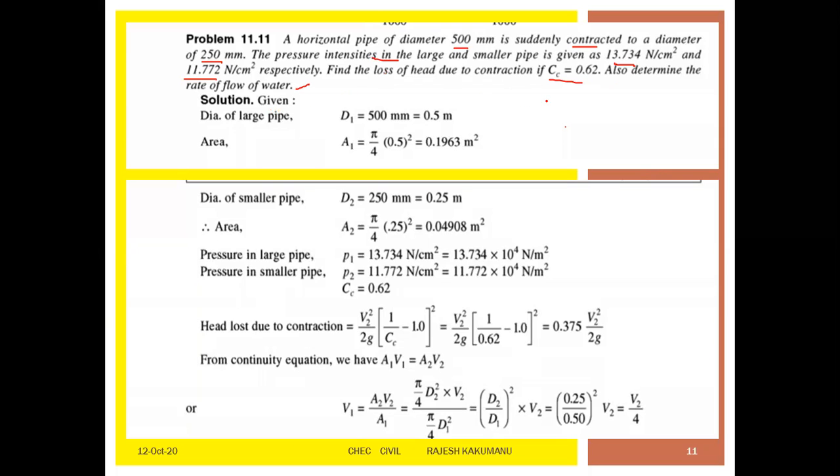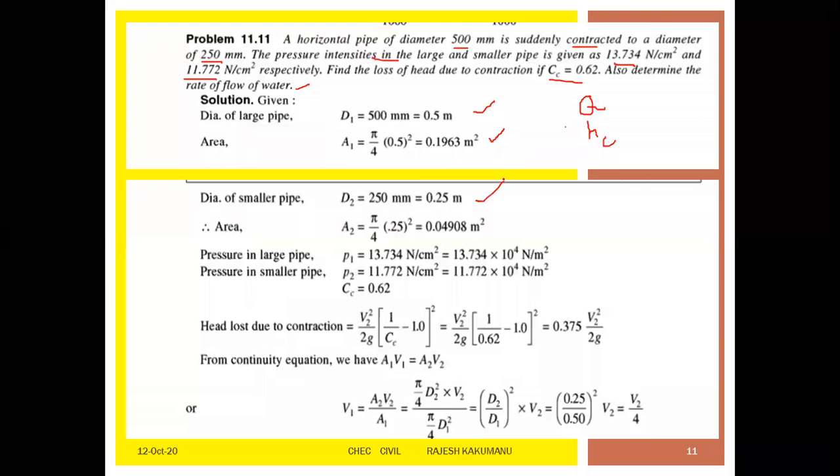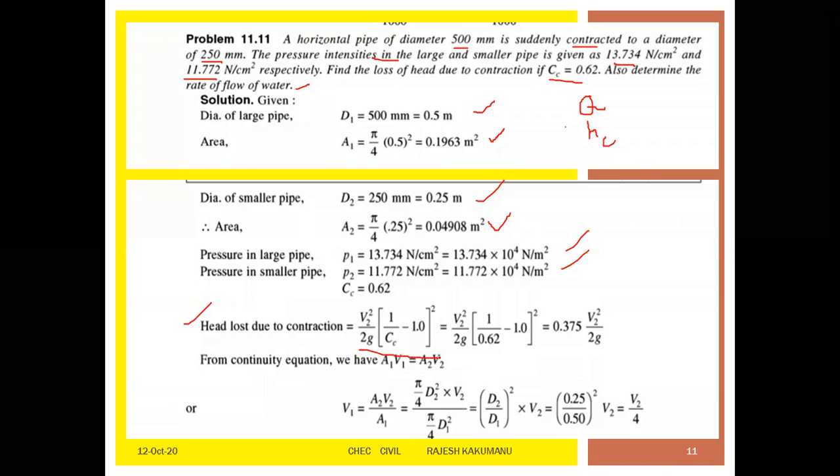So what is the thing you have to find? You have to find the Q value, and you have to find the He value, right? And find the head loss. Okay, like this you have to find. And what is the given data? The larger pipe is 500, that is 0.5. వెంటనే ఏరియా కట్టండి. నెక్స్ట్ స్మాల్ డయామీటర్ is d2, వెంటనే ఏరియా కట్టండి. Now what is the pressure in the large pipe? Pressure in the large pipe is 13, pressure in the small pipe is 11. What is the value of Cc? Contraction coefficient is 0.62.